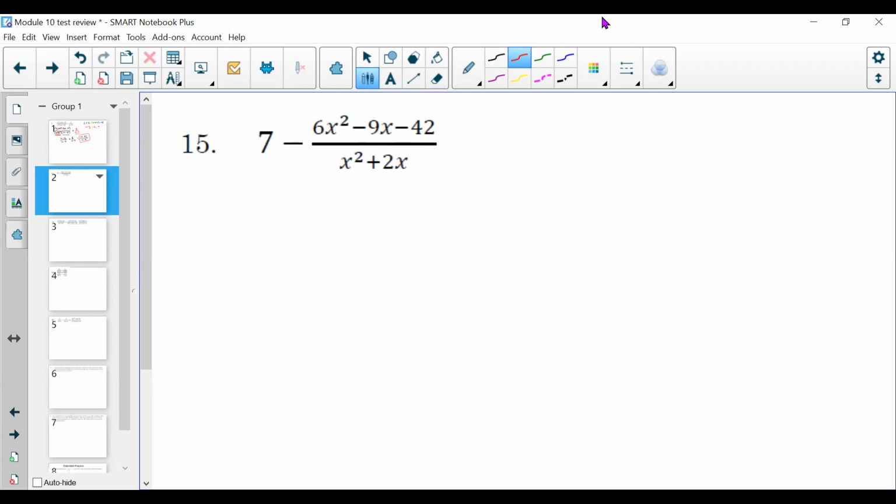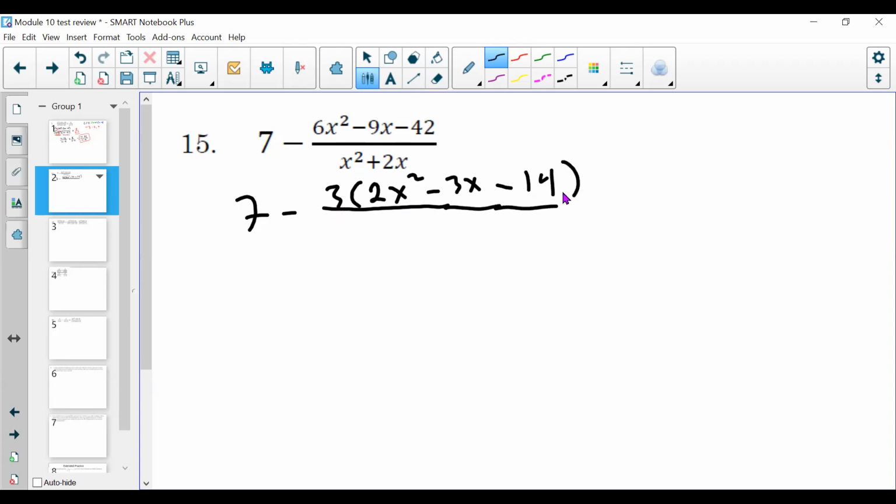Now on to number 15. Now it's a whole number minus a rational expression, but that's not really going to change how you solve it, because any integer or any number is still going to be a rational expression or some kind of fraction, so I can still combine them. First things first, we're going to factor everything out. The 7, I can just leave alone. But this second rational expression, on the top, I can factor out a 3 and be left with 2x squared minus 3x minus 14.